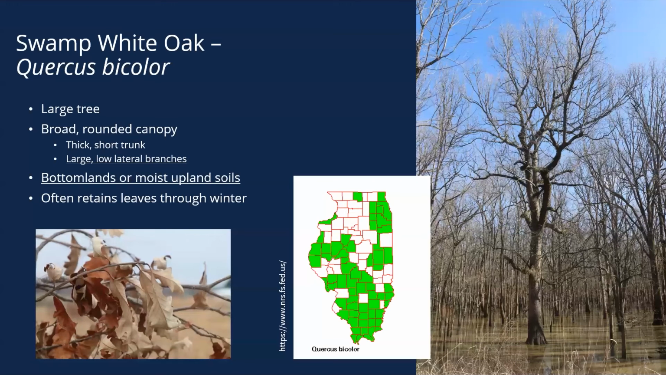Swamp white oak is not quite as abundant as bur oak, but it still can be found across the state. It's a large tree, broad, rounded canopy with thick, short trunks, often large, low lateral branches on that. It occurs in either moist uplands or in bottomlands. It can be fairly flood tolerant, and it often holds its leaves in the winter. There's several oaks, swamp white oak being one, shingle oak being another, that tend to hold onto their leaves even more so than the rest of the oaks.